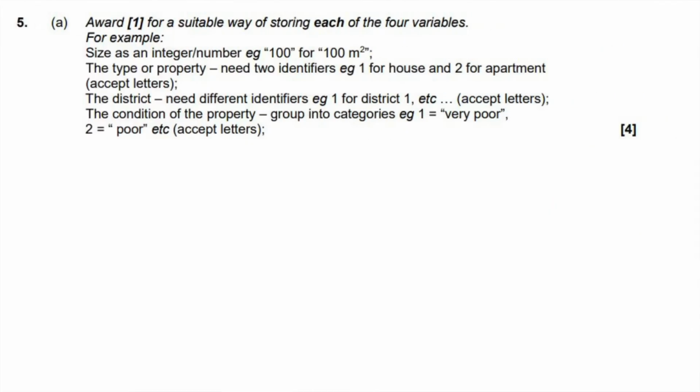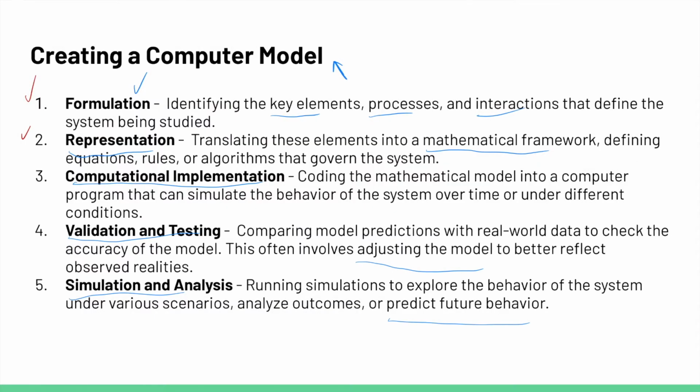And if we look at the mark scheme, that's kind of shown: size as an integer, the type of property needs two identifiers, one for house and two for apartment, or we could just have H for house and A for apartment. District, again, we'd probably have 1, 2, the number that corresponds to each district. But again, these are just identifiers or categories. We're not performing any mathematical operations on them. And the condition of the property, we'd probably have like 1 equals very poor, 2 equals poor, etc. We wouldn't actually use those actual strings. Anyways, that takes care of the formulation and representation aspects of the computer model.